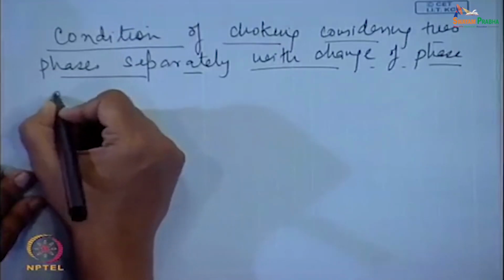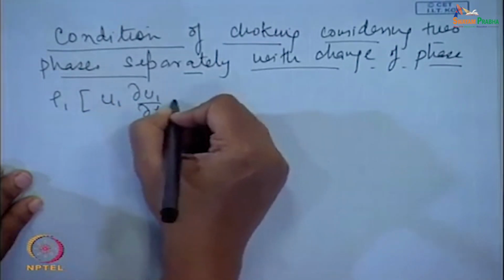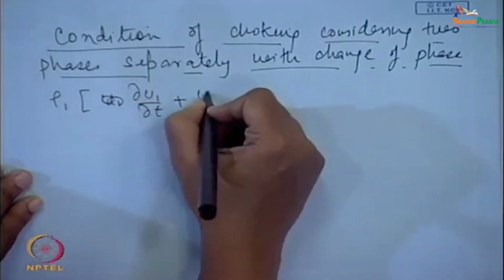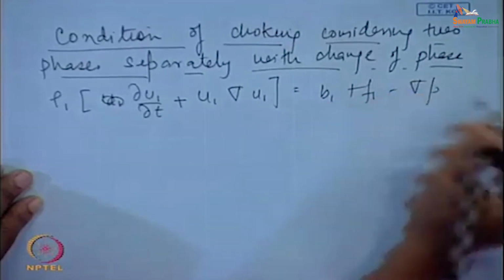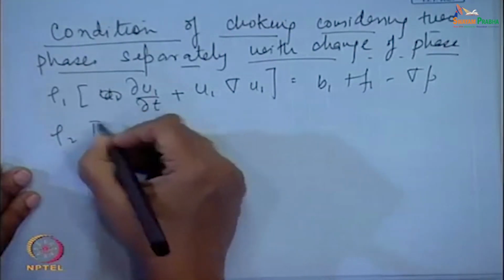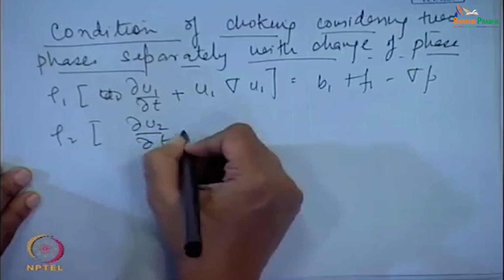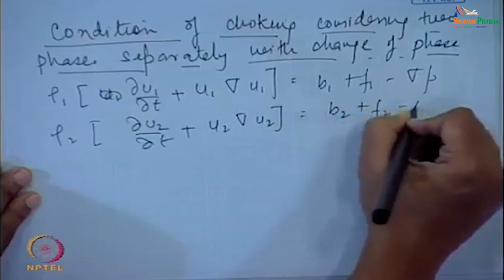Okay. So, if you remember, in the last to last class we had derived the basic equations for the two fluid model. The basic was rho 1 (del u 1/del t plus u 1 del u 1) equal to B 1 plus F 1 minus del p, is it not? From there I will just recapitulate a few things so that you remember. This is rho 2 (del u 2/del t plus u 2 del u 2) equal to B 2 plus F 2 minus del p.